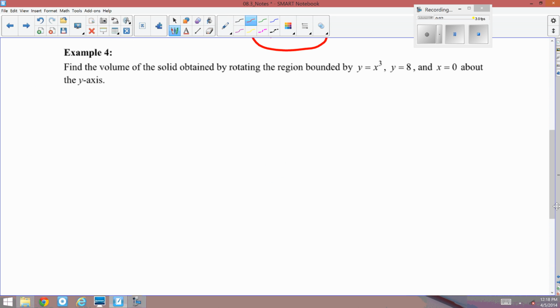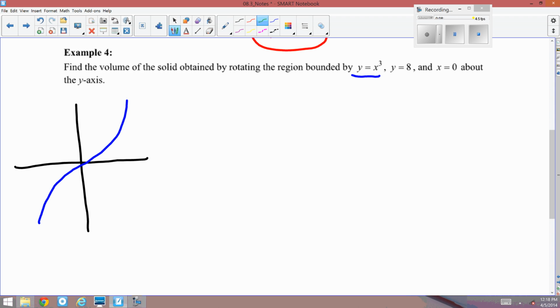And then our last example uses an idea that we covered in the last section. This time we have y equals x cubed, which is going to look something like this. Y equals 8, somewhere up here, and x equals 0. So we're talking about this region. And we're going to rotate it about the y-axis. Okay, so this time we're going to rotate it this way. So we're going to have this kind of shape where these are our disks.